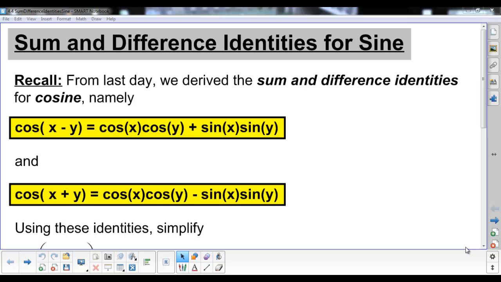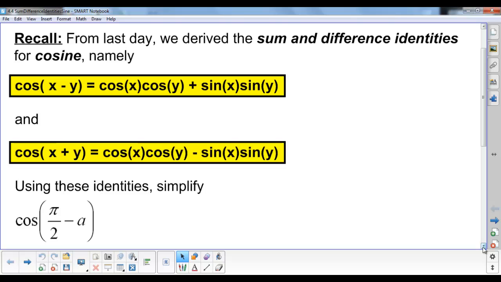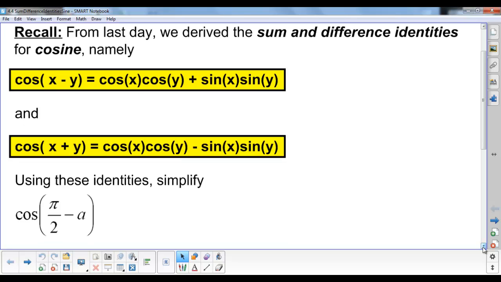So yesterday, or last lesson, we talked about the sum and difference identities for cosine, which you can see on your screen right here. And basically what we're going to do today is develop the sum and difference identities for sine. To start though, we are going to use these cosine identities, and we're going to simplify what's at the bottom of our screen here, cos of pi by 2 minus a, because in simplifying that, that'll help us come up with our sine identities.